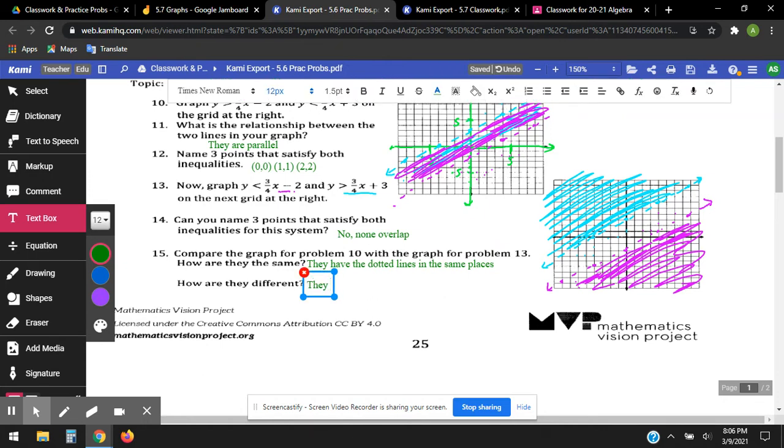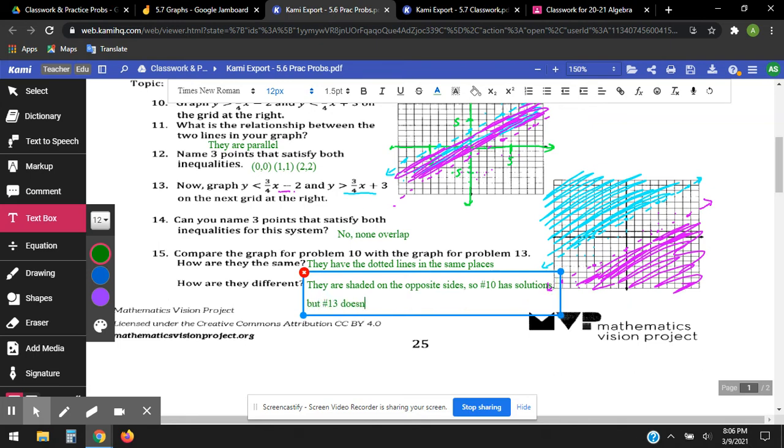they are shaded on the opposite sides. So number 10 has solutions, but number 13 doesn't.